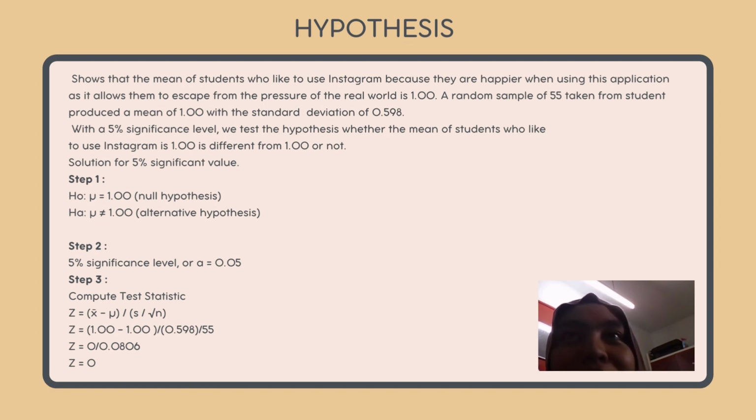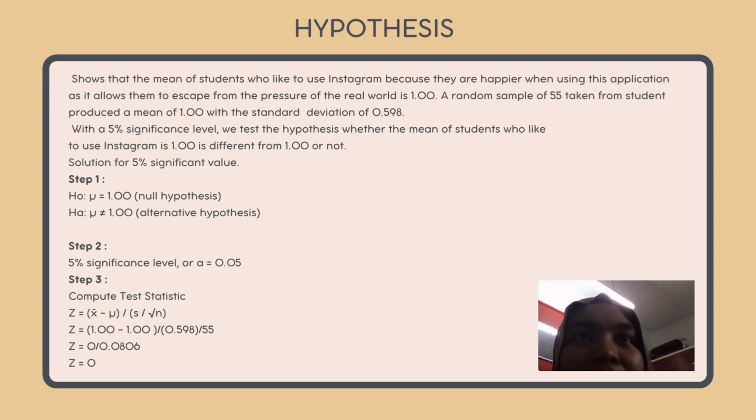So now I will be explaining about the hypothesis testing. It shows that the mean of students who like to use Instagram because they are happier when using this application, as it allows them to escape from the pressure of the real world, is 1. A random sample of 55 taken from students produced a mean of 1 with a standard deviation of 0.589. With a 5% significance level, we test the hypothesis whether the mean of students who like to use Instagram is different from 1 or not. The solution for the 5% significance level can be obtained using these few steps.